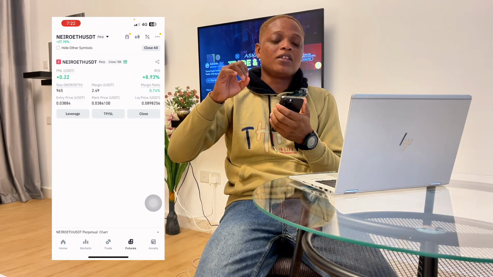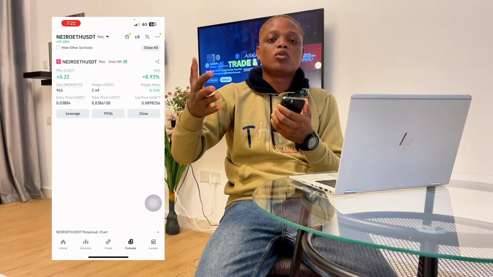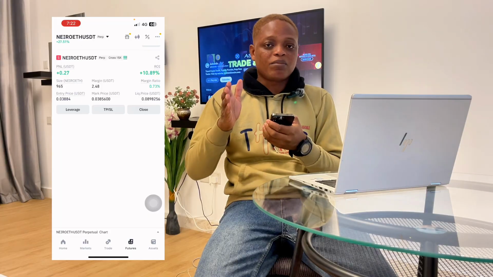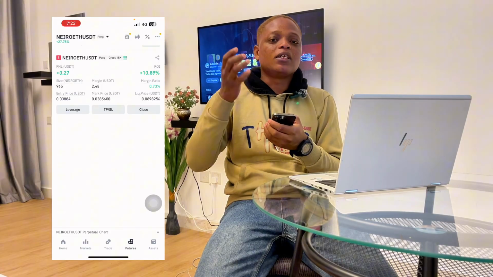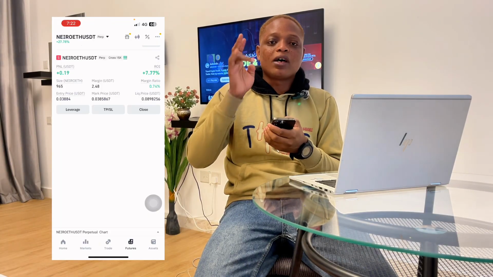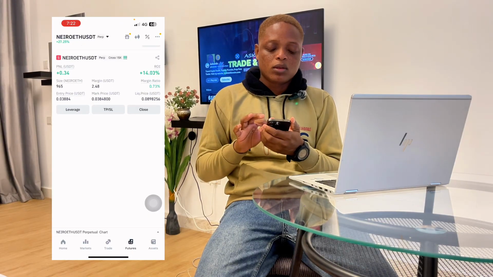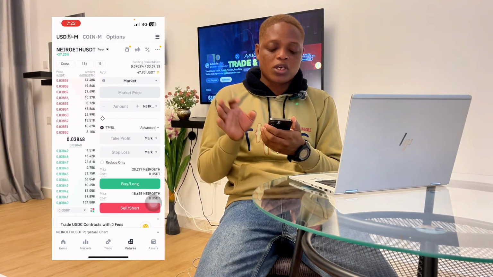It's just like when you are driving or you are riding a motorbike, we have the speedometer. Don't ever use more than 10% of your capital on a trade, especially if you are using leverage. If you are using more than 20x leverage, just be careful. So the PNL shows how much you are making on the trade.